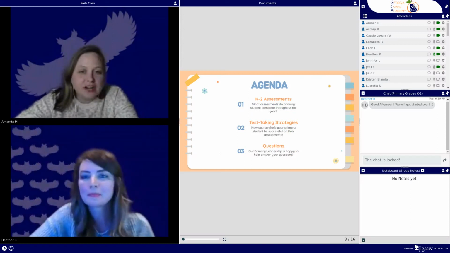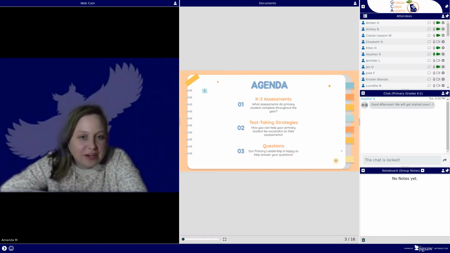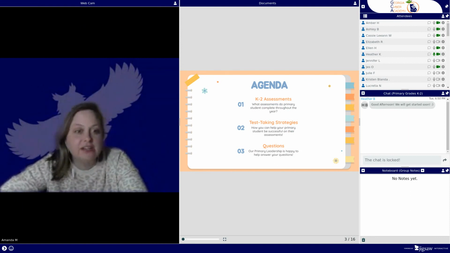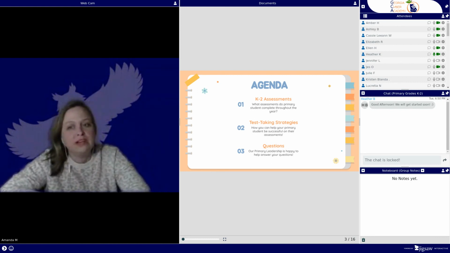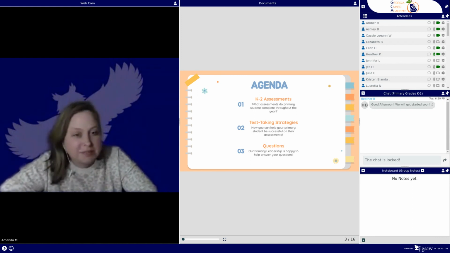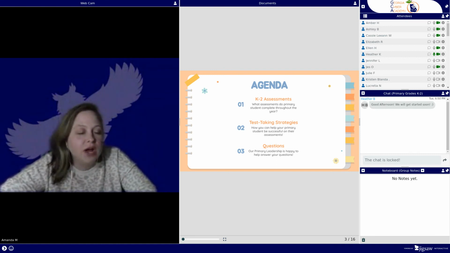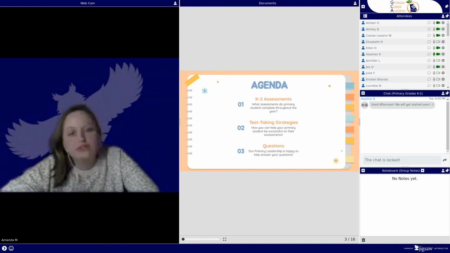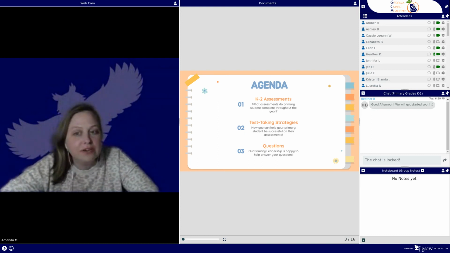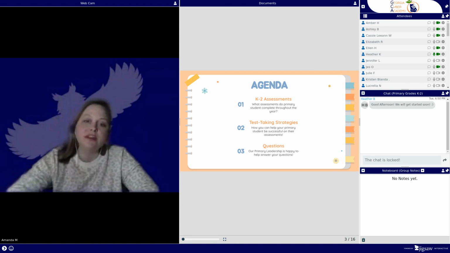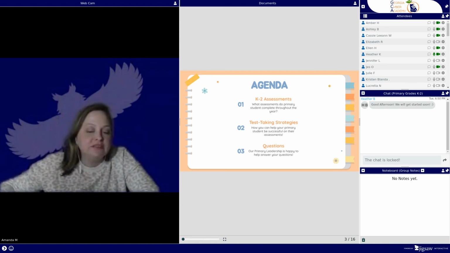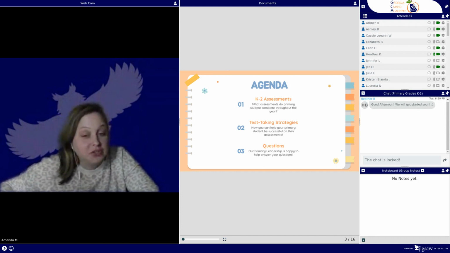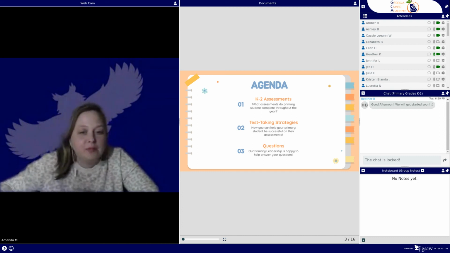So we're going to get started. Our agenda, what we are going to be covering tonight: we're going to look at the different assessments that we take in K-2. Even though we don't take the Milestones assessments, what assessments are your K-2 students taking throughout the year? We're going to look at specific test-taking strategies that our teachers use with the students in class and that you can be using with your students at home. And then we will have time at the end for questions, to answer if we can and help you in that way.